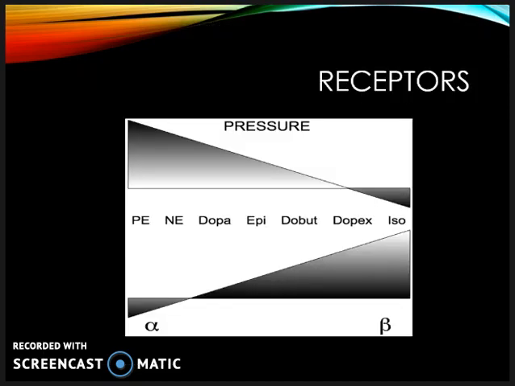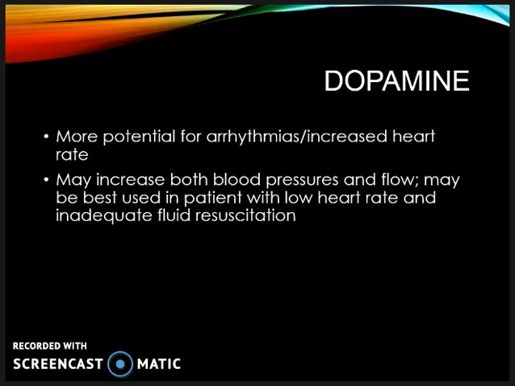Pressors have a dual effect on the receptors, but here you can see the progression from alpha to beta receptors. Dopamine is a vasopressor. Dopamine has more potential for arrhythmias and increased heart rate. As it may increase both blood pressure and flow, it may be best to use in patients with low heart rate and inadequate fluid resuscitation.